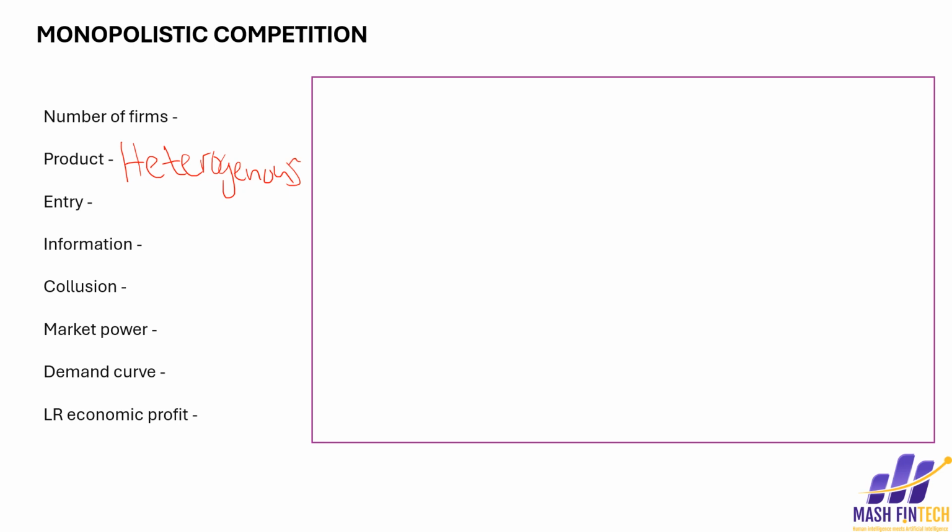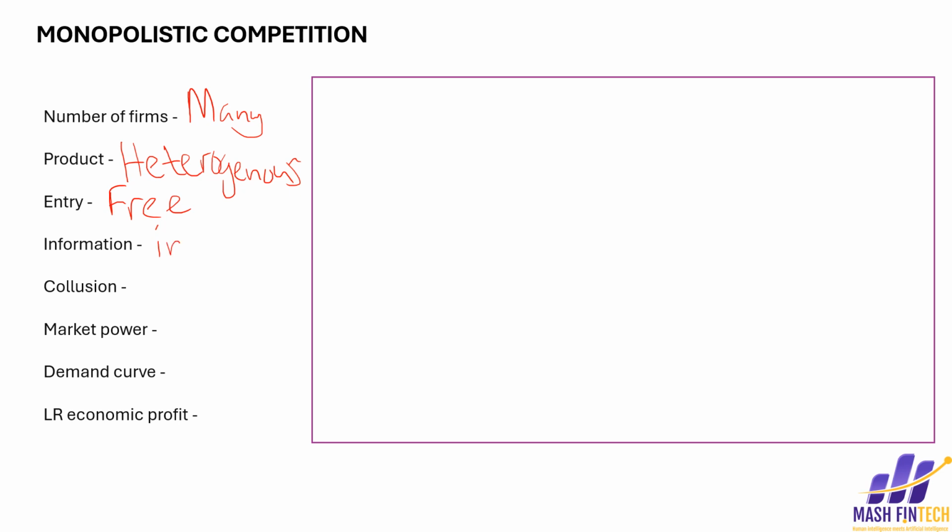What this means is that the products are differentiated, they are different. Each product is unique, even though the products are substitutes. Like perfect competition, there are many firms. Once you have many firms, that market structure is competitive. The entry into the market is free. There's free entry in the market.